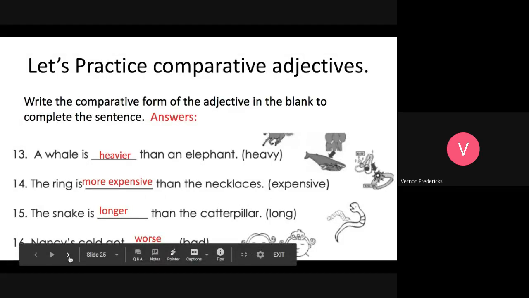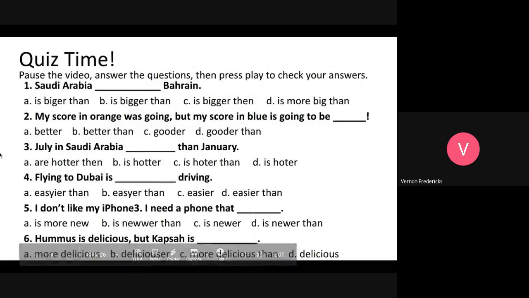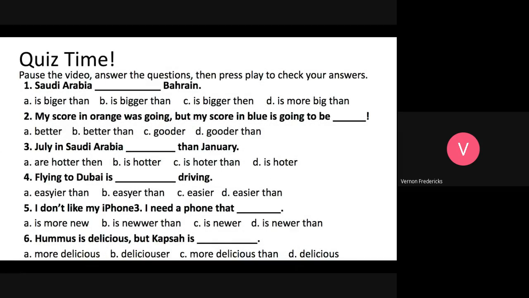Next slide. Okay, quiz time. Okay, pause the video, answer the questions, then press play to check your answers. Okay, number 1, Saudi Arabia space Bahrain. So students, you have to choose. Is bigger than, is bigger than, is bigger than, is bigger than. Okay, so you have to choose.